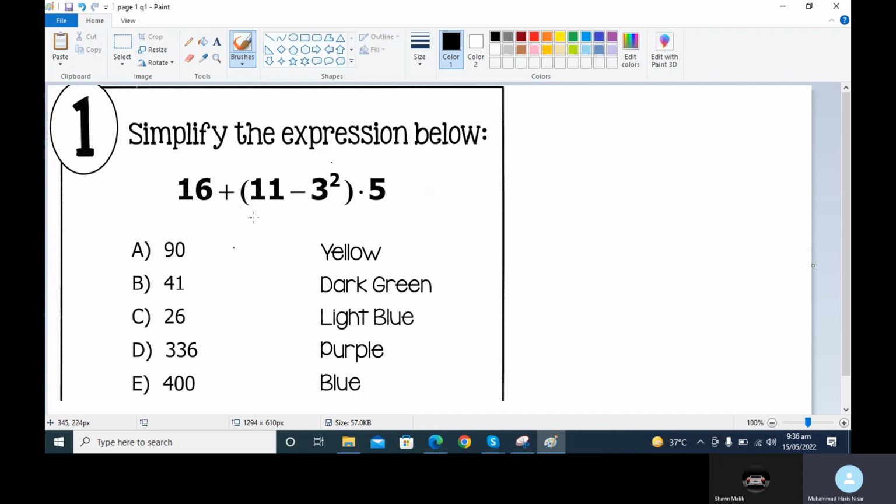16 plus bracket 11 minus 3 squared, and then the multiplication by 5. Can you simplify it? Do you remember the rule or method by which we simplify these expressions? Do you remember the name? There is a word for that. Remember it or not?